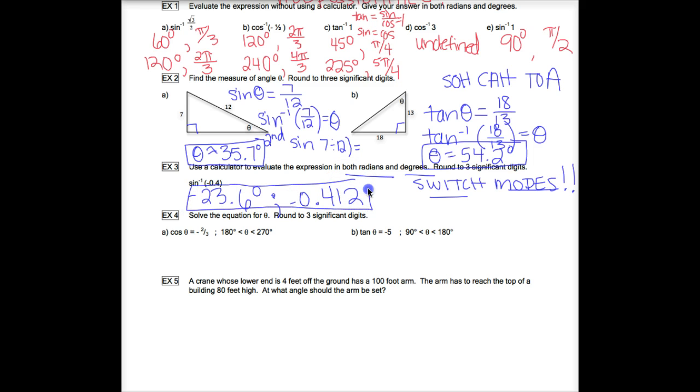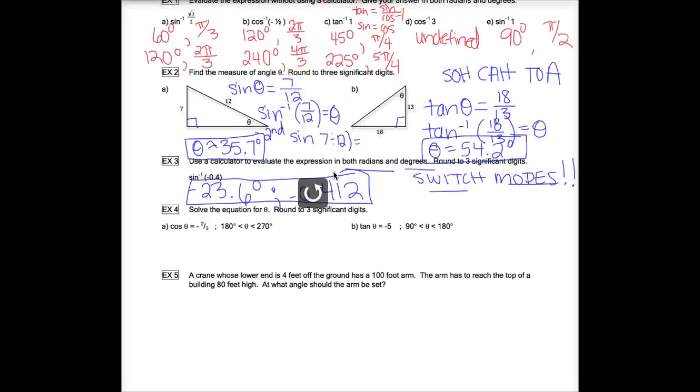Now, most of the time we need it in degree mode, so you may want to switch it back as soon as you finish that problem so that you don't forget, because again, you are the one responsible for knowing what mode your calculator is in.